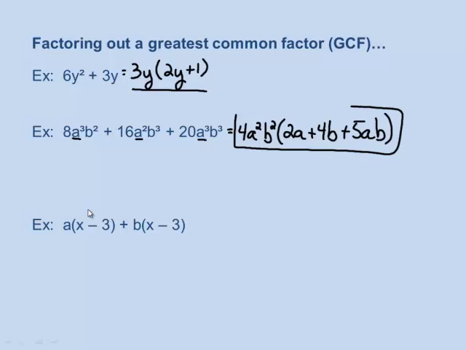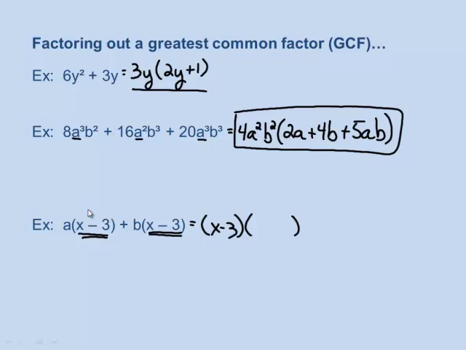And in factored form then, 4a squared b squared times the quantity 2a plus 4b plus 5ab. Now, in our third example here, notice that what's common for each of these two terms is the group x minus 3. So just like with the above examples, if that's our common factor, then we're going to write that factor once, and we're going to multiply that to the group of whatever is left.